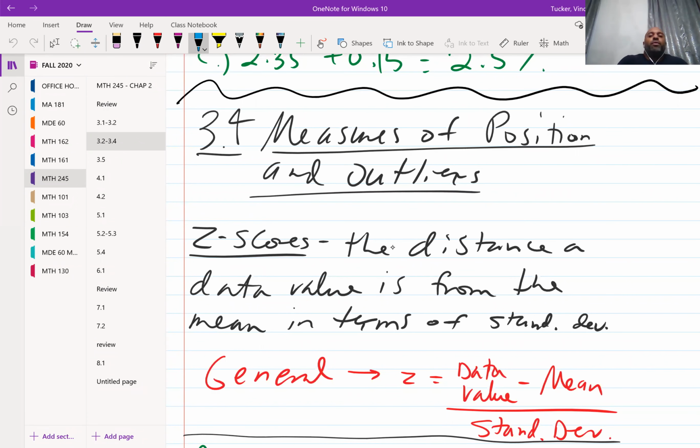All right, so 3.4 measures of position and outliers. Write that better.